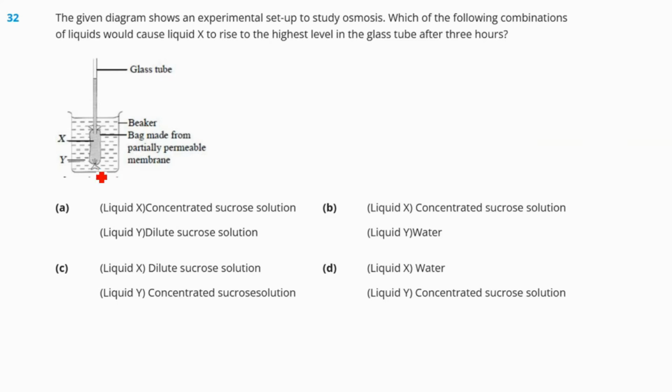Here we can see that this semi-permeable membrane will allow only one side of entry, right? So if the concentration of X is higher and the concentration of Y is lower, then the liquid from Y will get inside the membrane and thus there will be a rise in height in the glass tube.